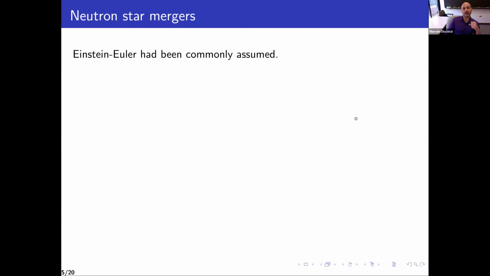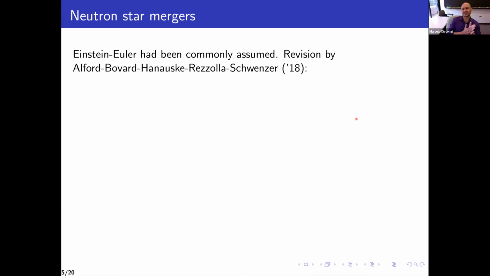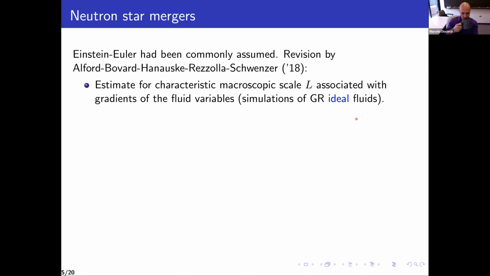Another example where viscosity can be important is in the study of neutron star mergers. For a long time, it had been assumed that you could model a neutron star merger using the Einstein-Euler system. However, this assumption has been recently revised by Alford, Bovard, Hanauske, Rezzolla, and Schwenzer. So let me explain what they found out. Their results can be more or less summarized as follows.